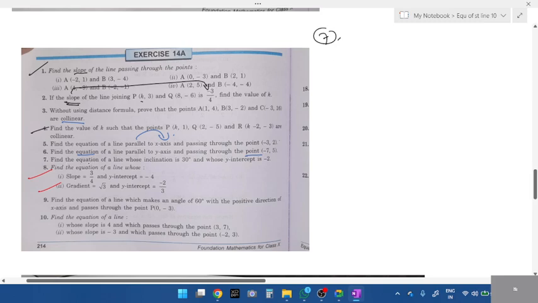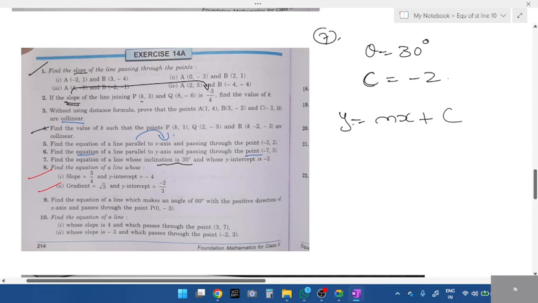Look at the 7th one, students. We need to find the equation. For an equation, there are 3 types. What is given here? Inclination is how much? Angle theta is equal to 30. Y-intercept. What do you take y-intercept as? We always take c. Whenever there is intercept and inclination, we have only one formula. What's the formula, students? y is equal to mx plus c.